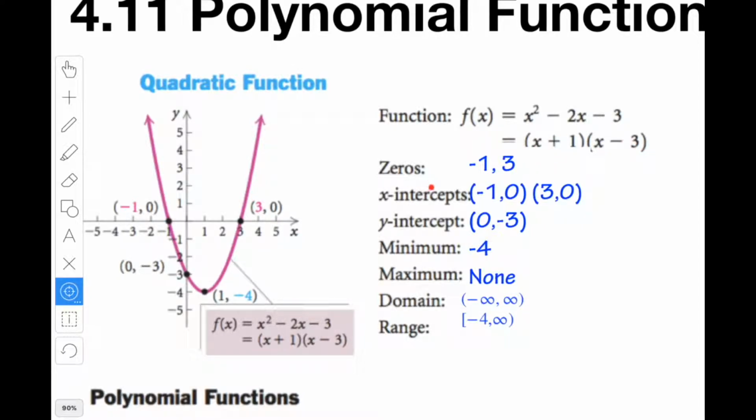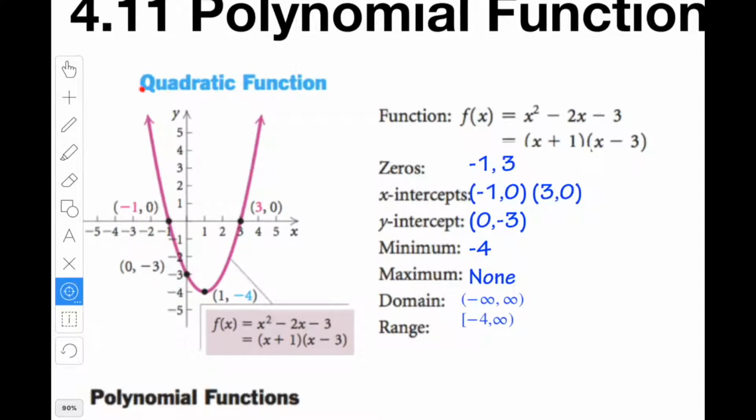What we know is that creates two zeros. Sometimes there are two zeros. If the parabola intersects the x-axis, then there will be two real numbers here, for example, -1 and 3. Those are the zeros. The x-intercepts are the corresponding locations on the graph where you get zeros: (-1, 0) and (3, 0). The y-intercept, you can see along the y-axis, is at the point (0, -3). It has a minimum value of -4.